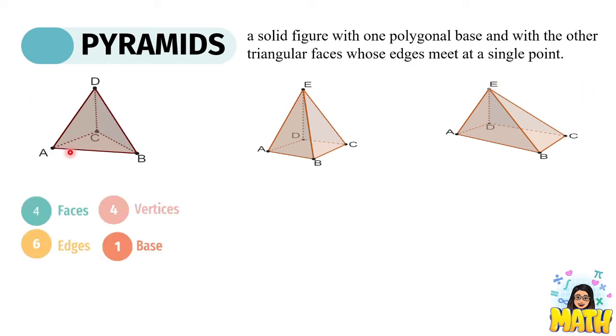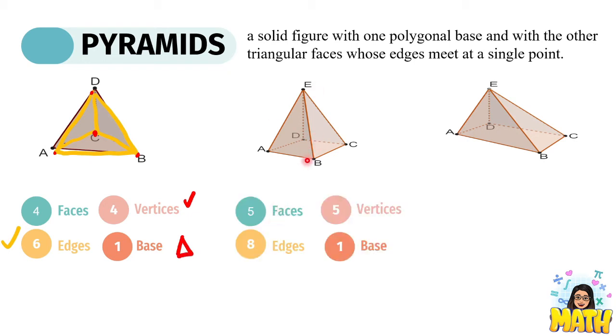So for the first pyramid, we have 4 faces here. For the edges, 1, 2, 3, 4, 5, 6. For the vertices, we have 1, 2, 3, 4. And for the base, this is triangle in shape. For the second one, we have 5 faces. Then we have 8 edges, 4 for the base and 4 for the lateral edges. For the vertices, 1, 2, 3, 4 on the base and 1 on the top part. And the base this time is square in shape.